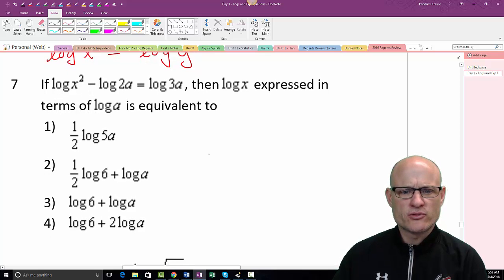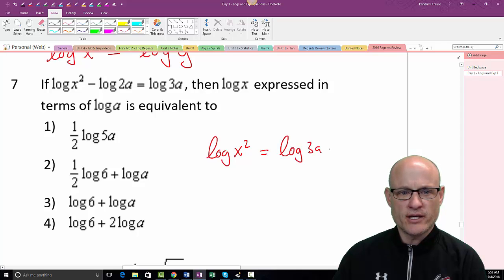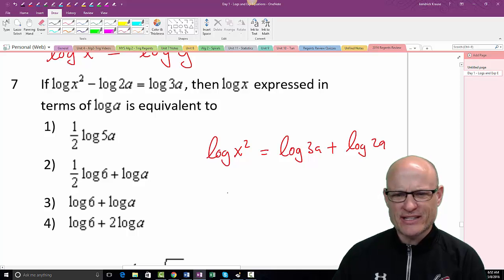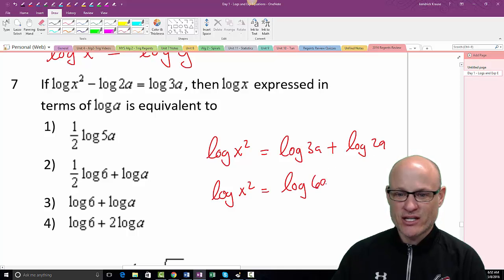This is the log of x squared equals the log of 3a plus the log of 2a. All I did was bring that over. Now, if I've got multiplication here, that's really addition. So this becomes log of x squared equals the log of 6a squared.